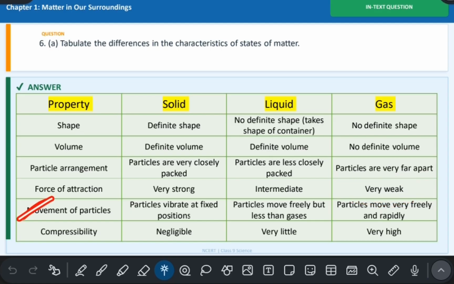Now movement of particles. In solid, particles vibrate at fixed position. Liquids, particles move freely but less than gases. But in gas, particles move very freely and rapidly. Now compressibility. Solids have very low compressibility. Liquids have very little compressibility, and gases have very high compressibility.